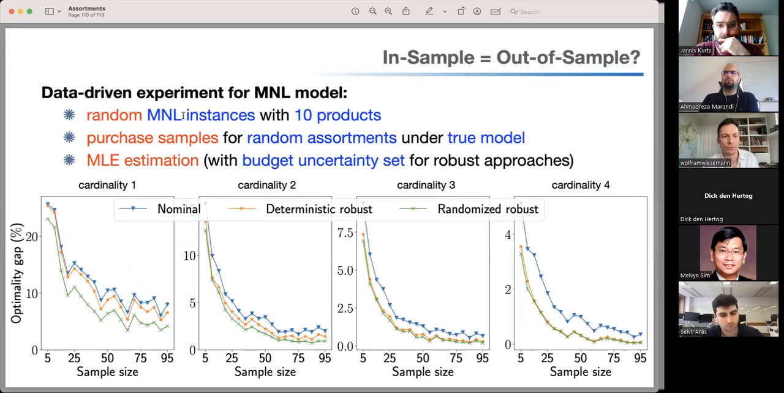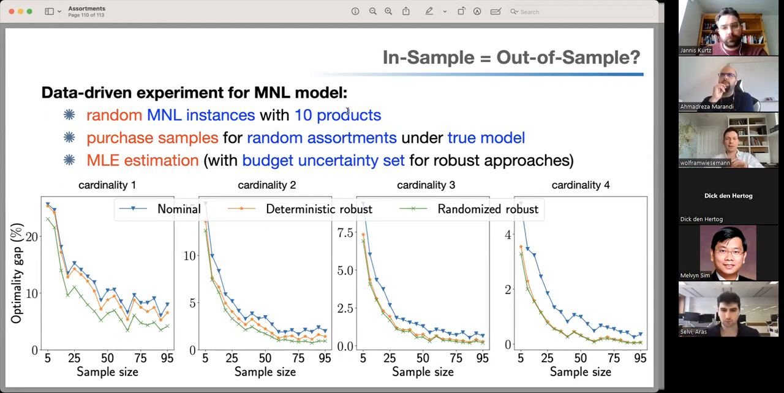We created random instances of the assortment optimization problem under a multinomial logit model with 10 products. So in other words, we took random parameter values for the multinomial logit model, and then we generated a training set that consisted of random assortments that we showed to our customers and the product that the customer picked back then under the unknown true choice model. So that's our training set. It's comparable to what one would have in practice.